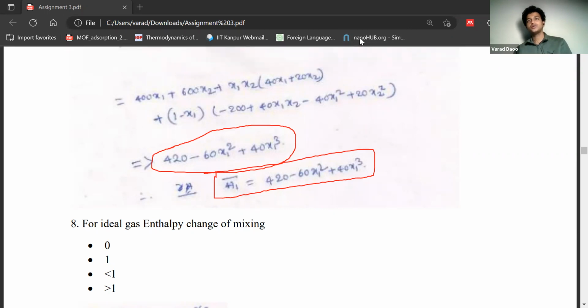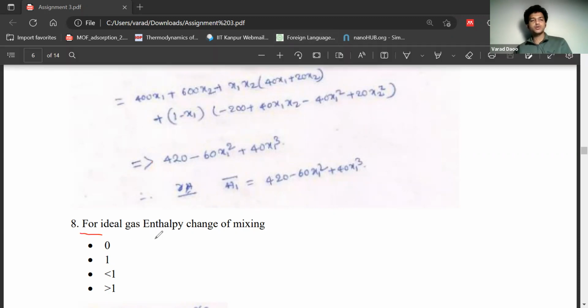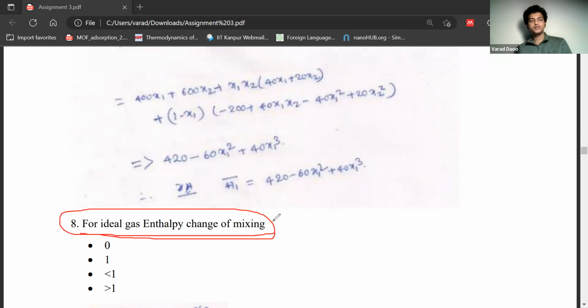So the next question is also, as you can see here, a conceptual question: the enthalpy change of mixing for an ideal gas. That is what they are asking. It is just a conceptual question. This is a very standard result which we have. This should be at the tip of your tongue. And this is going to be 0.